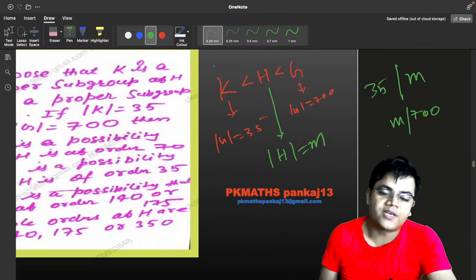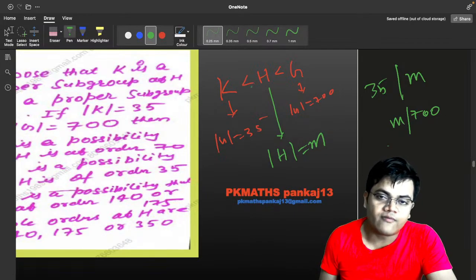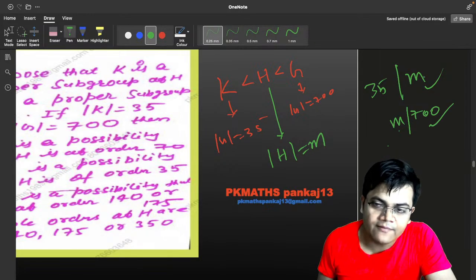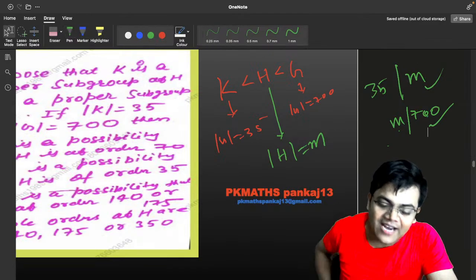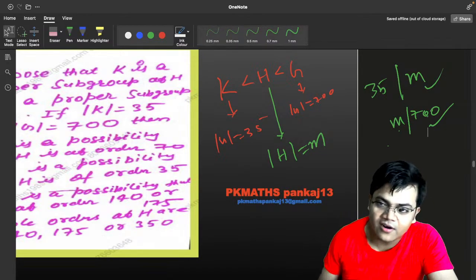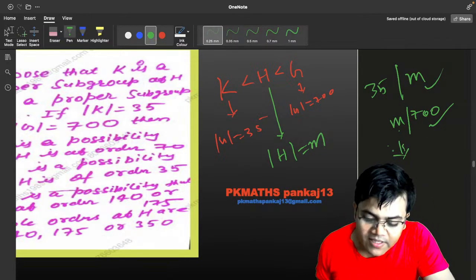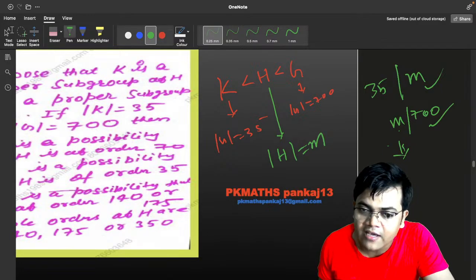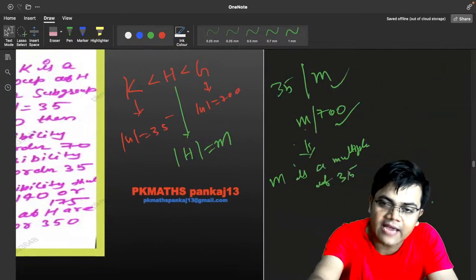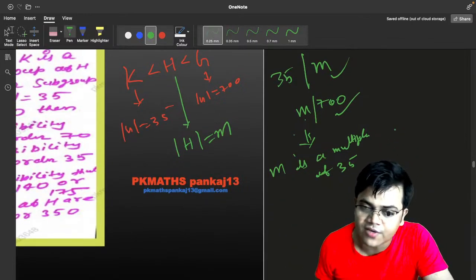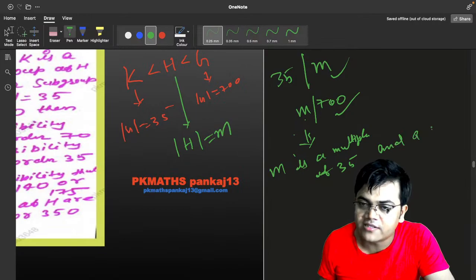From Lagrange's theorem, being a subgroup of H, the order of K will divide the order of H, and the order of H will divide the order of G. So 35 should divide M and M should divide 700. What is the conclusion from here? Certainly we will say M is a multiple of 35, and at the same time it should be a divisor of 700.